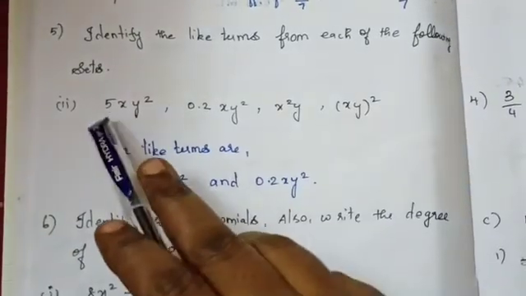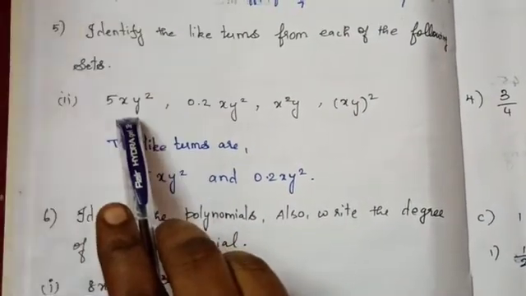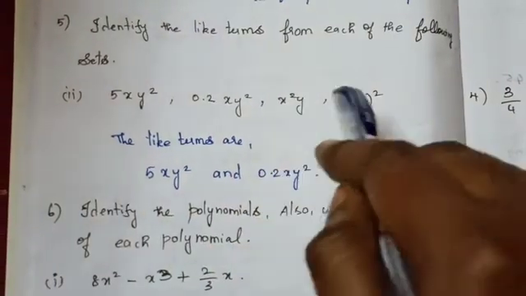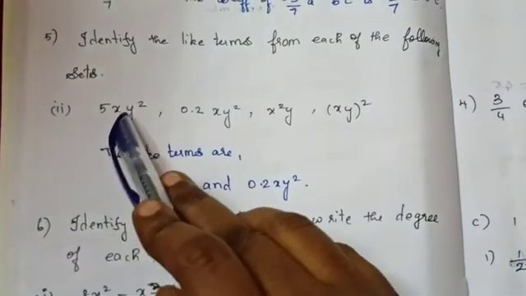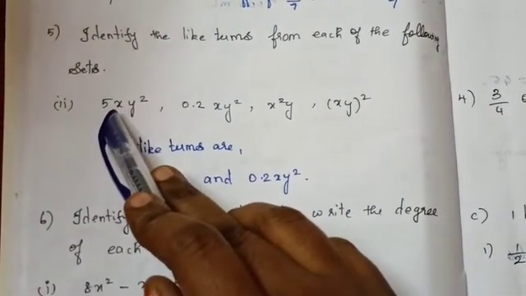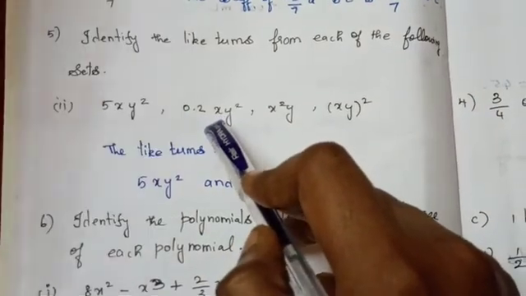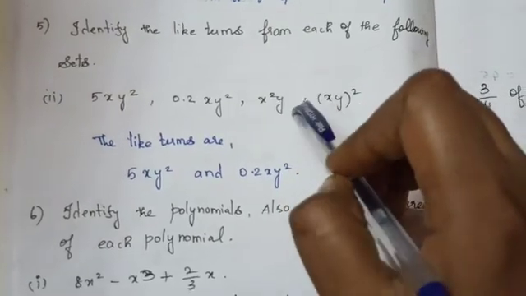Don't bother about the numbers, that means the coefficients. Only consider the variables: xy square, xy square, x square y, (xy) square. So you will find the like terms only. The first term has x with power 1, y with power 2. The next one, x power 1, y power 2. The next one, x power 2, y power 1.